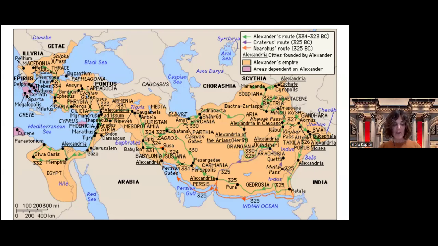The three main generals that fought for supremacy and are the most relevant to our story today are the ones that divided the Middle East amongst themselves. So those three rulers were Ptolemy, who secured Alexandria and Egypt. We can see this here.